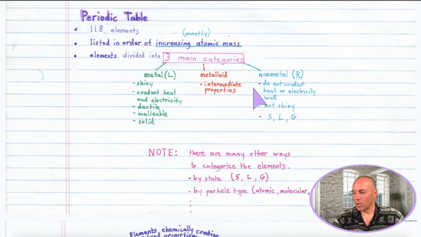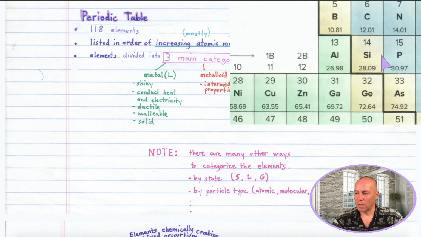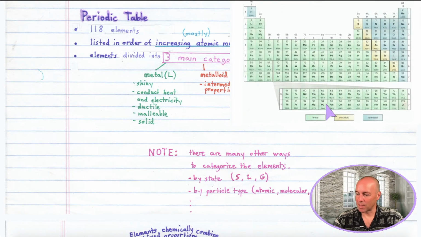And then the metalloids, which occupy the region between the metals and the nonmetals, have intermediate properties. If you look at, say, the metalloid silicon, it doesn't quite conduct electricity as well as the metals, but it's not so much an insulator like the nonmetals, and it's a semiconductor. And so silicon is used in electronic circuitry where semiconductors are needed. So that's one way to categorize the elements: metals, nonmetals, and metalloids.